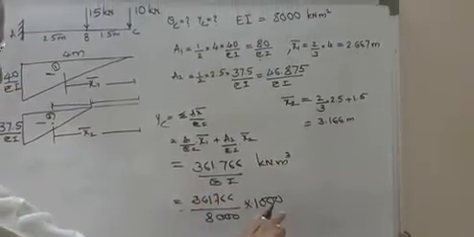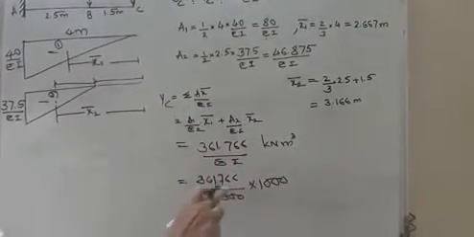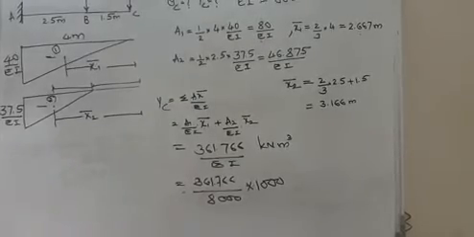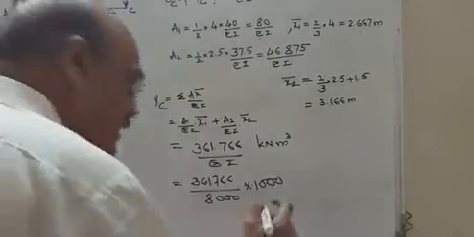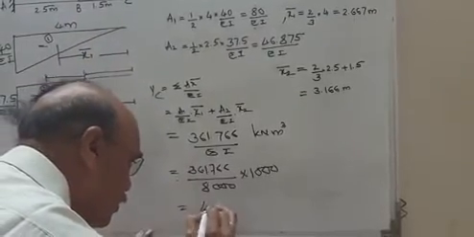So why am I multiplying by 1000? Usually deflections will be small, that's why they should be kept in mm. So you have to convert meter into mm by multiplying by 1000. The answer which you are going to get is 45.22 mm.